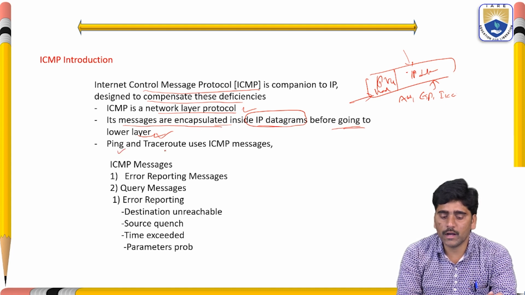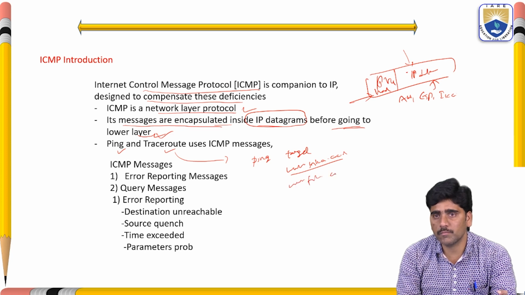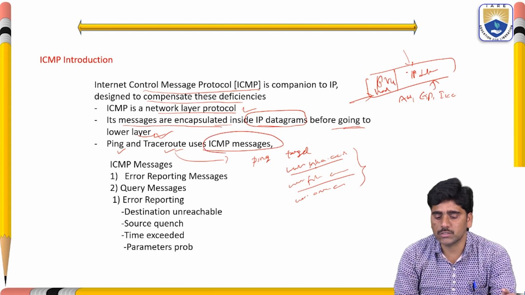Here the ping and traceroute commands: you can type ping followed by a target, such as www.zntu.ac.in, www.flipkart.com, or www.amazon.com. Ping and traceroute use ICMP messages. So if I use ping or traceroute with a target, it displays some statistics.